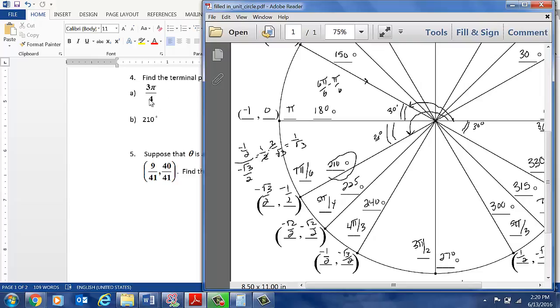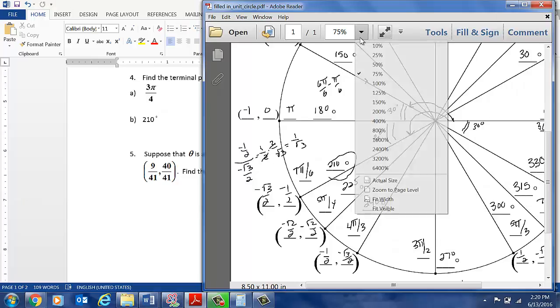So find the terminal point associated with 3 pi over 4. So remember, where is 3 pi over 4? Make this a little smaller.